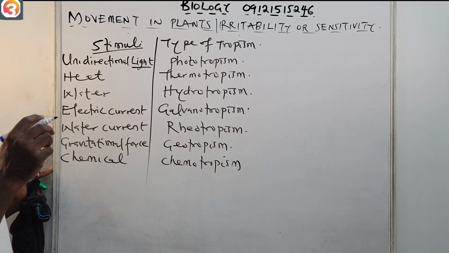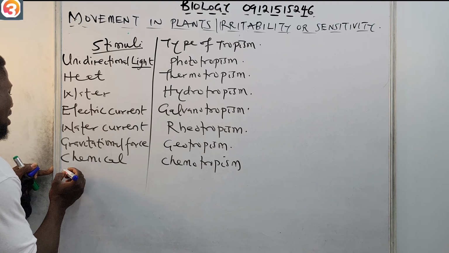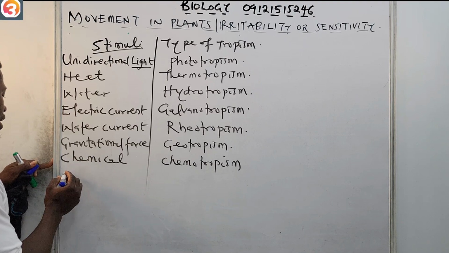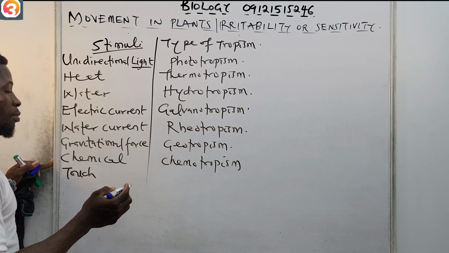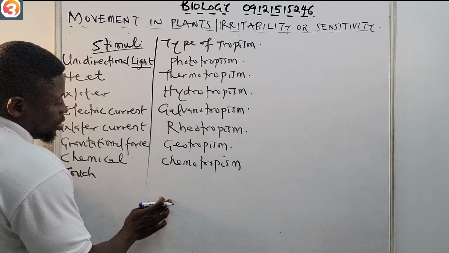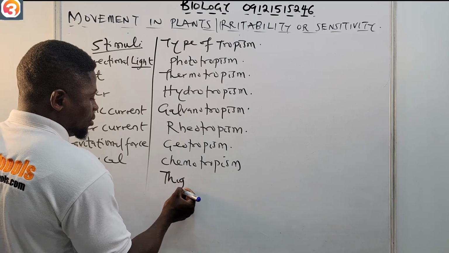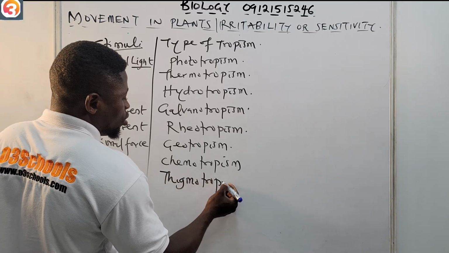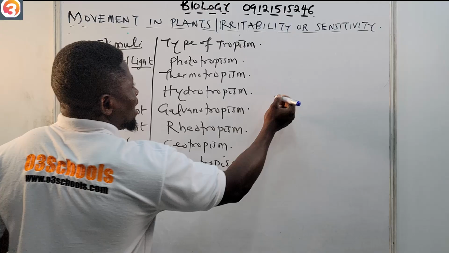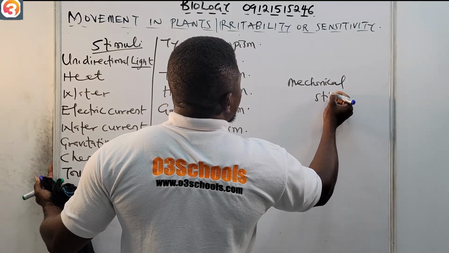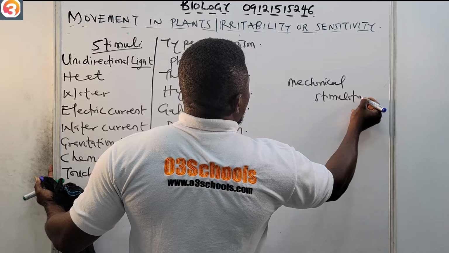Chemotropism, if it's caused by chemical. If it's caused by mechanical stimulation, or touch, you call that thigmotropism. If caused by mechanical stimulation or touch.